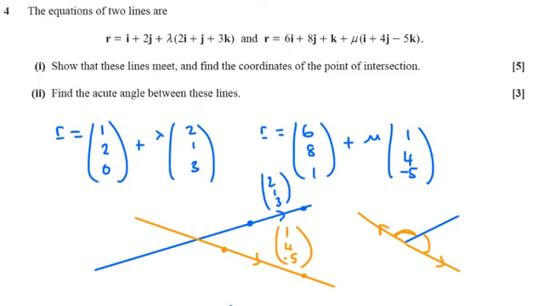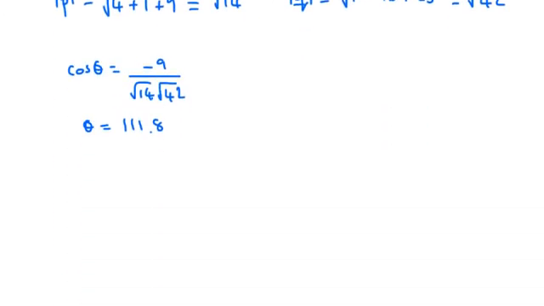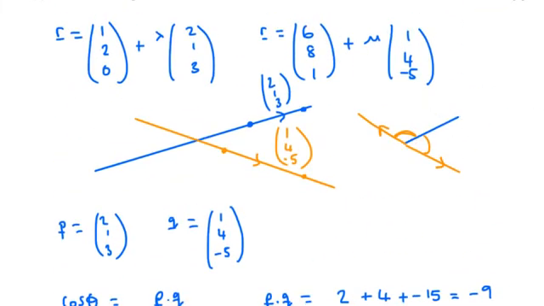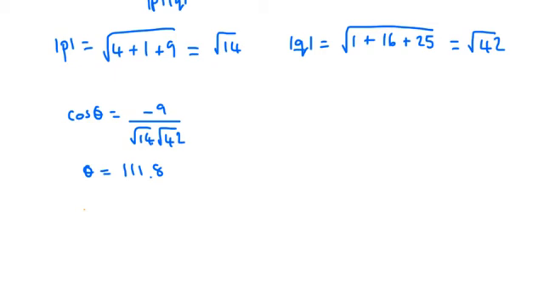The question has asked for the acute, so we just now need to take away, and you can see from the diagram there that those two angles are going to add up to 180. So to get the acute angle, we're just going to take that 118 from 180, which is 68.2.